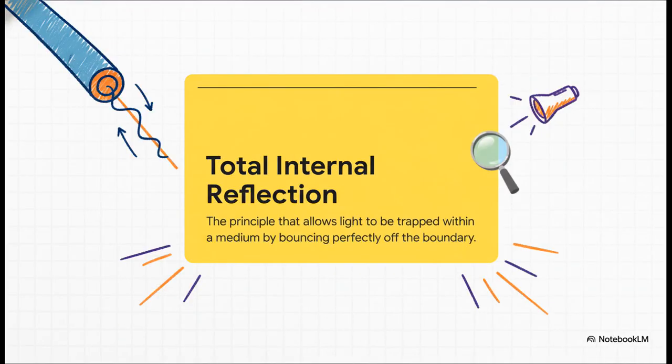And here is where the magic happens. If you get that light beam to hit the edge, that boundary, at a really, really shallow angle, something incredible happens. The light doesn't bend and escape. No, it reflects perfectly. 100% of it bounces right back inside. This is called total internal reflection, and it is the absolute secret sauce that makes all of fiber optics possible.